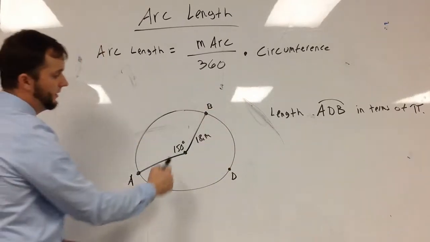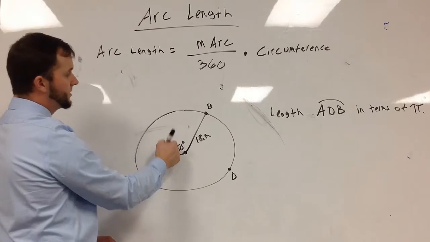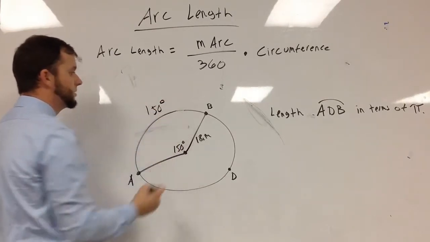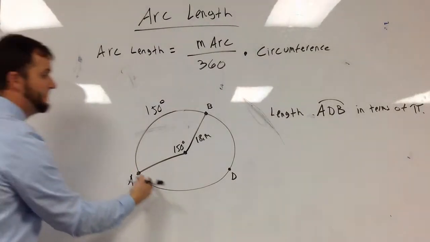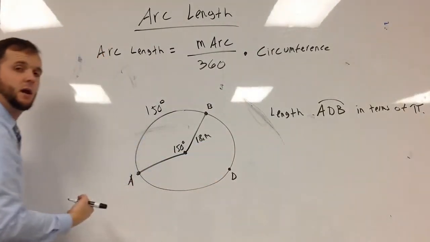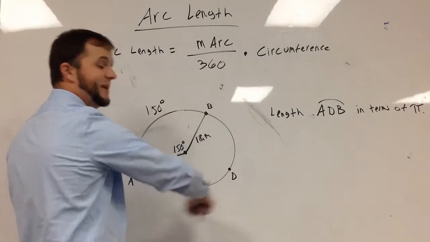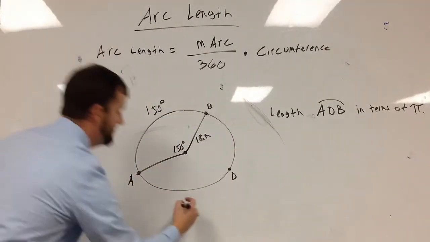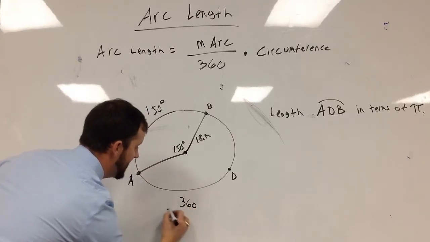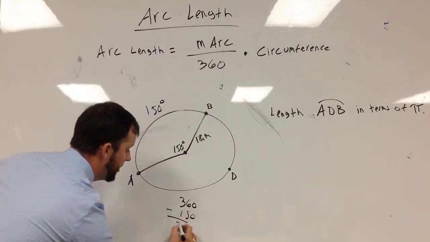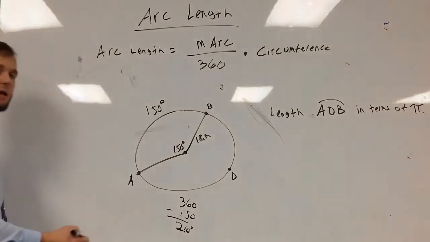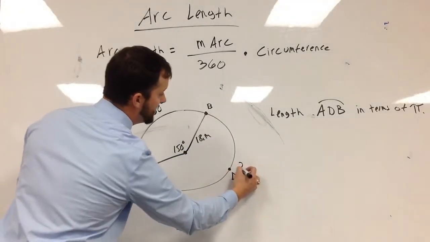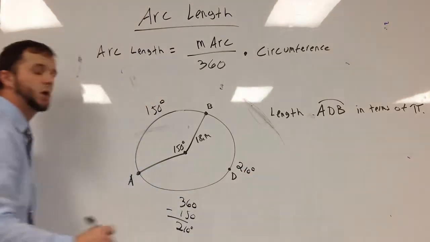So right now, this is going to be 150 degrees, so I know the measure of this is going to be 150 degrees, correct? So now I need to find the measure of this whole thing here. I know a circle is 360 degrees total, so to find the measure of ADB, I have to do 360 minus 150, which is going to give me 210 in return. So this whole arc right here is going to be 210 degrees total.